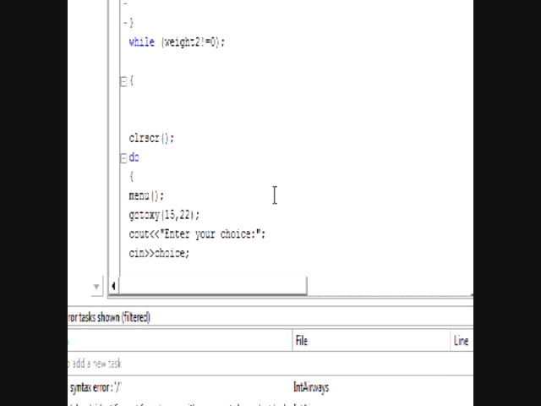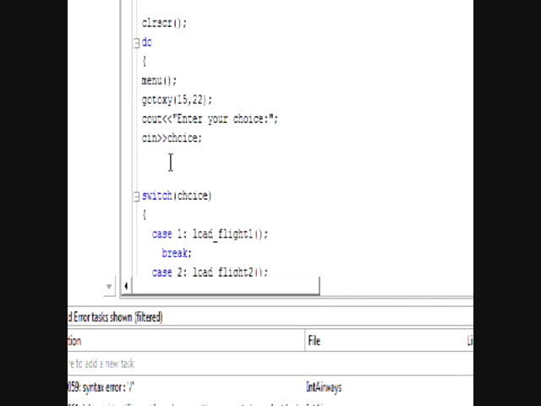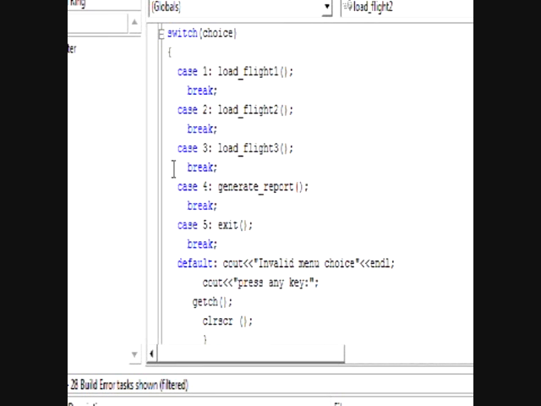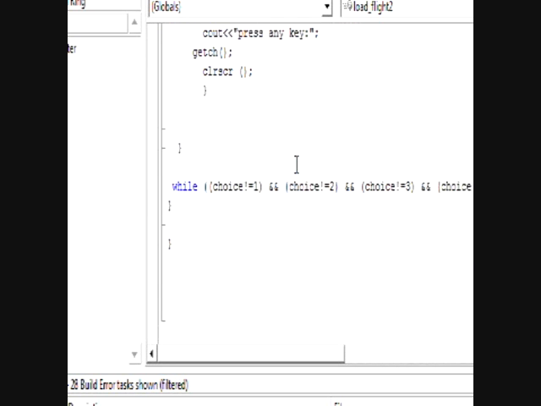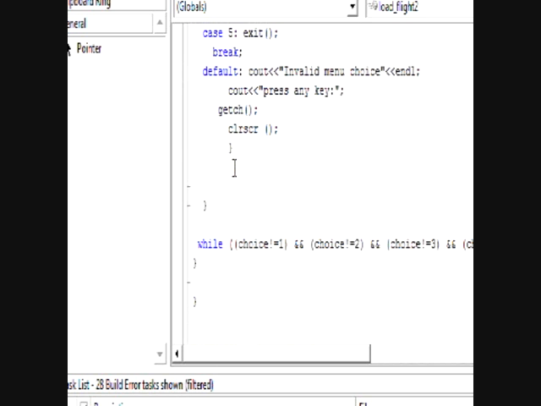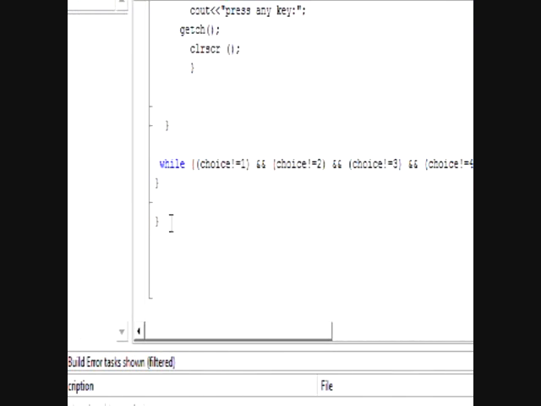We say while weight 2 is not equal to 0, clear the screen, go on and give the user a choice again. Presumably the user should select case number 3, which is flight 3, and then we check the do, get the user to keep entering until it is not equal to any of those choices.